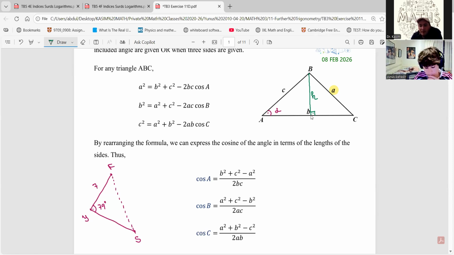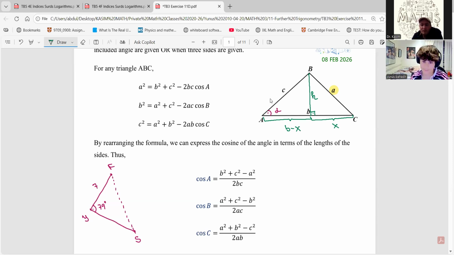Now as you see here, AC is divided into two parts, right? Now a question for you. If I label this part by X, what will be the length of the remaining part in terms of X? AC is b, right? The length is b, so b minus X.